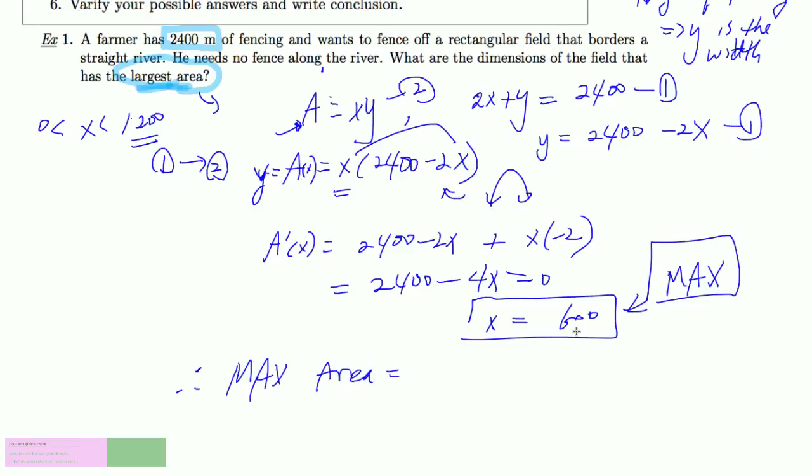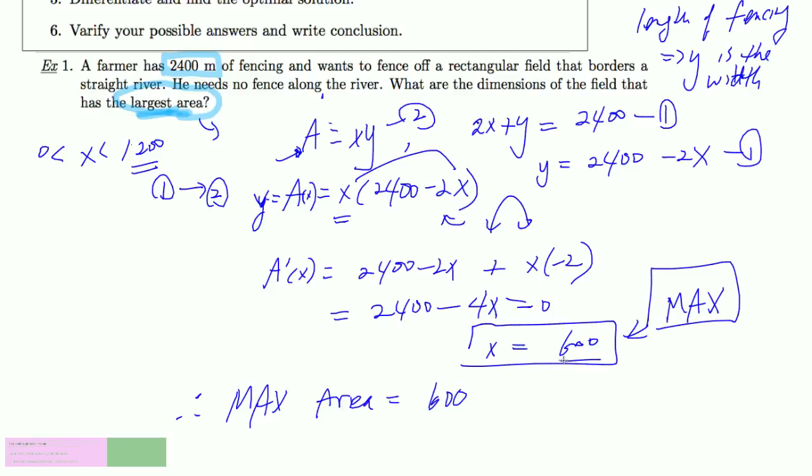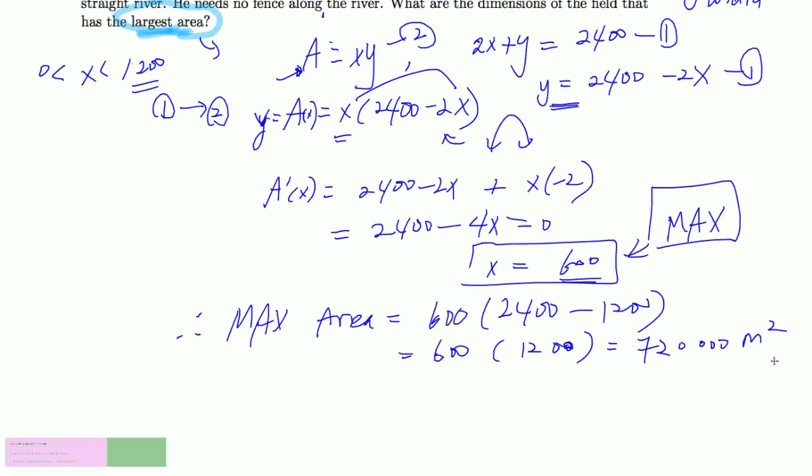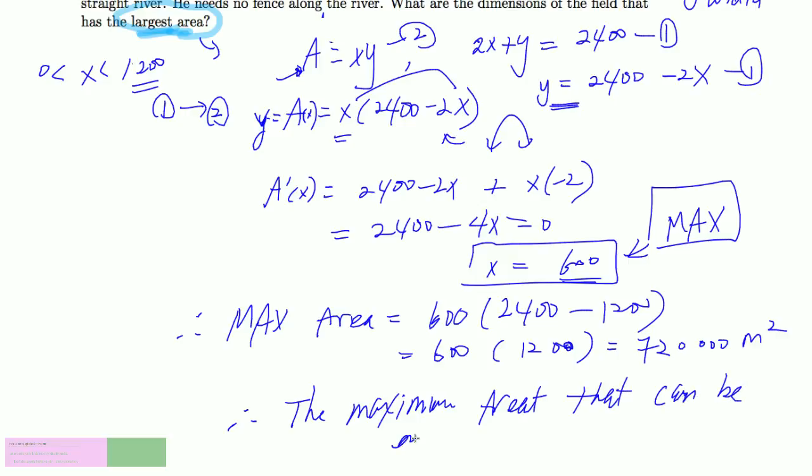Therefore, max area is at x equals 600, right? And from here we can find y. Okay, so let's do 600 times 2400 minus 1200. So 600 times 1200. So that's the maximum area that can be enclosed. Okay, so we always have to say, therefore the maximum, you have to have a concluding statement. Maximum area that can be enclosed is this.